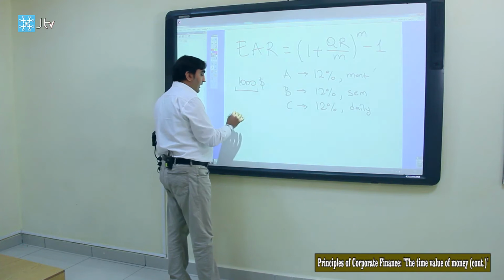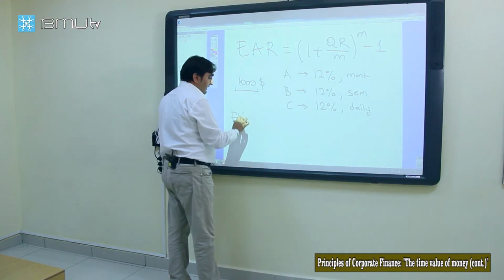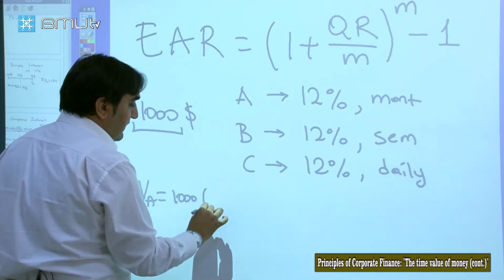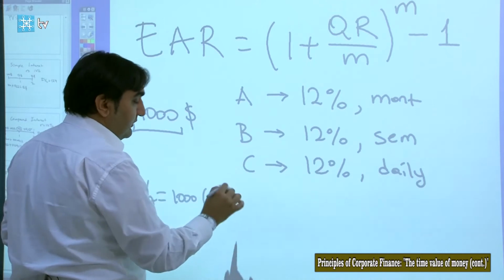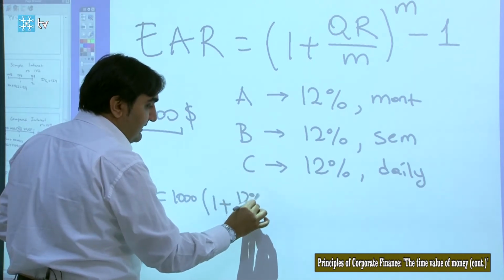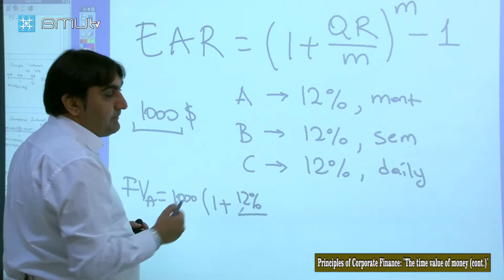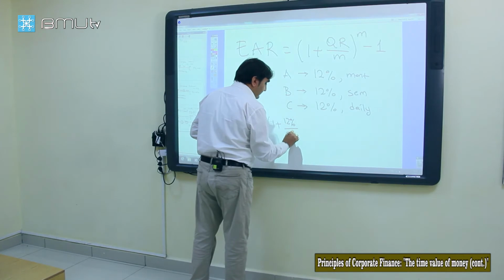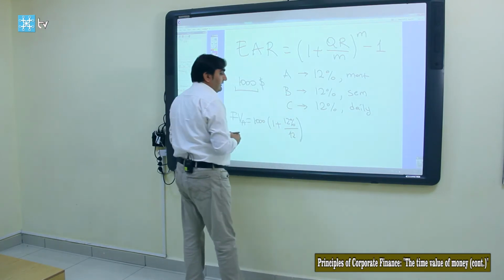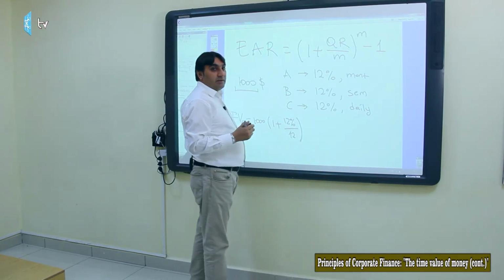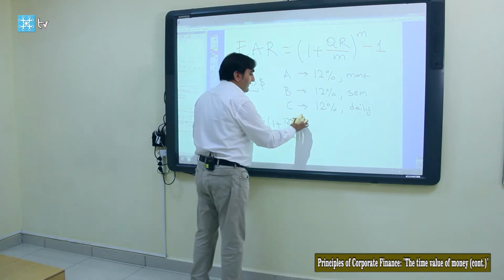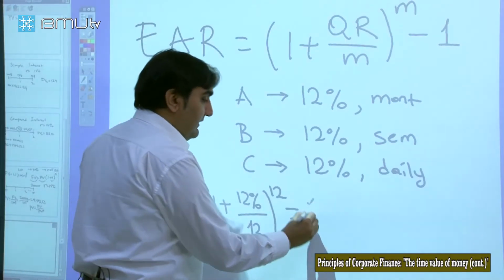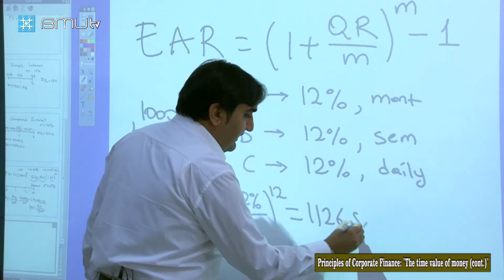No. As I said, the compounding period will change the final amount. So for option A, our $1,000 will grow at 12% monthly, divided by how many months do we have in a year? 12. We have 12 months in a year. So this amount will be $1,126.82.